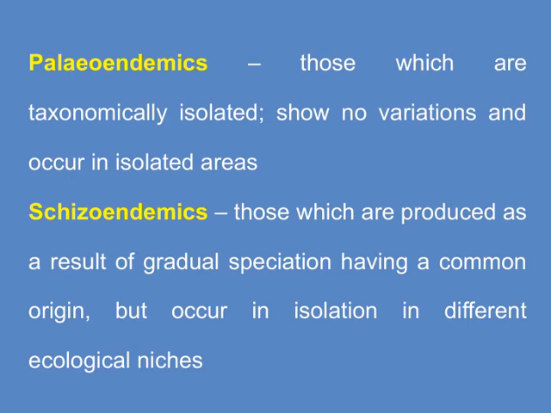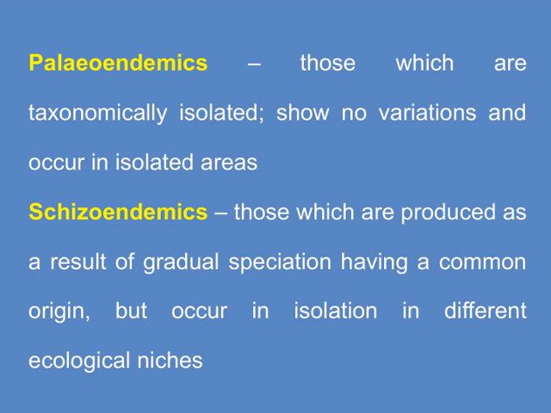Today, I want to talk about two important types of endemic species and their roles in understanding biodiversity. First, we have paleoendemics. These are species that are taxonomically isolated, meaning they don't show much variation across their range, and they tend to be found in isolated areas. Essentially, they are remnants of ancient lineages that have persisted in specific locations, often because their habitat has remained stable over long periods. They are like living fossils, giving us clues about past ecosystems.